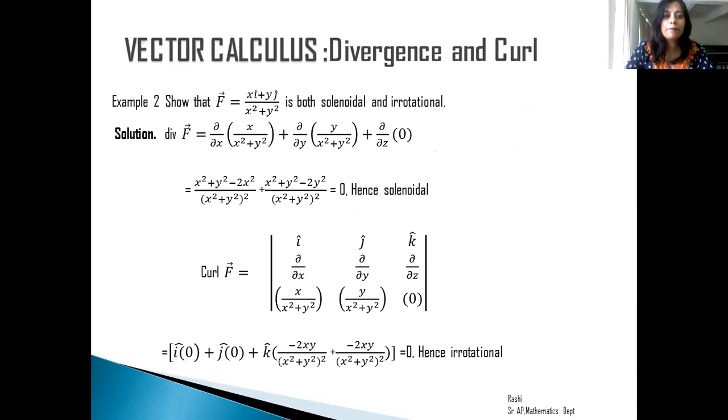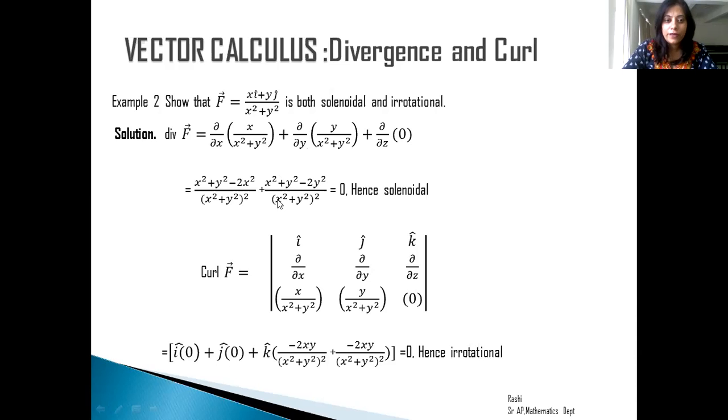Now look at the other example. Show that (xi plus yj) upon (x square plus y square) is both solenoidal and irrotational. Now what was solenoidal? What was irrotational? Solenoidal means when divergence is 0. Irrotational means when curl is 0. So basically you have to find out divergence and curl. Let me find out the divergence first. Divergence of f is equal to del by del x of the coefficient of i plus del by del y of the coefficient of j plus del by del z of the coefficient of k.